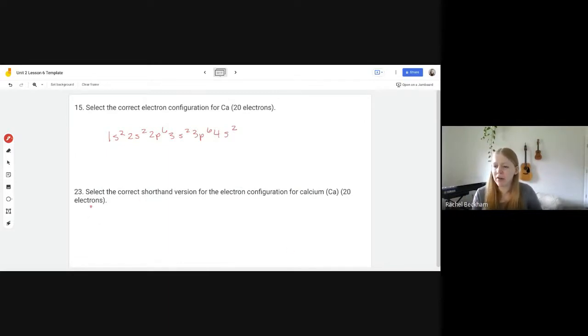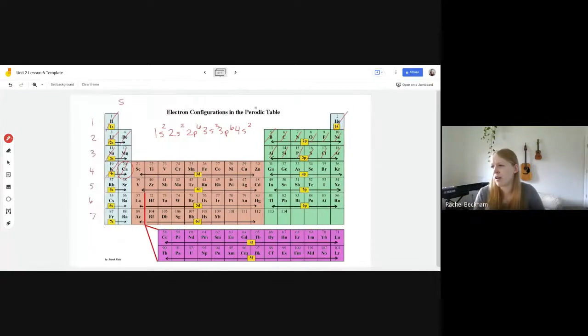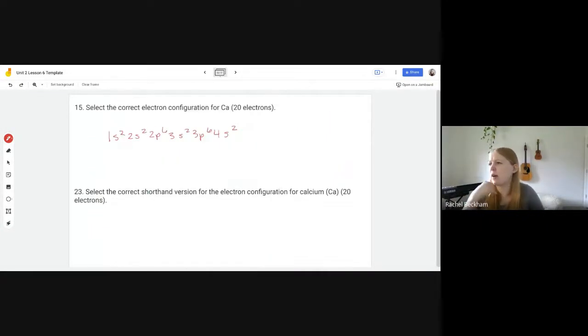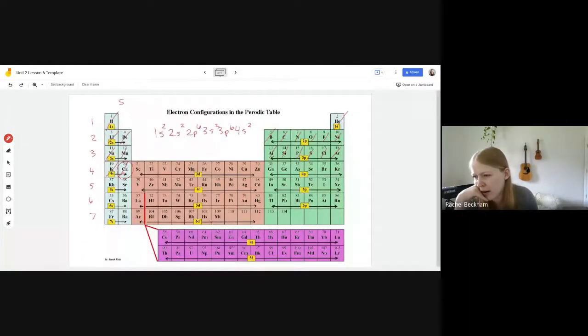To do the abbreviated, like problem 23 asked you to do, the shorthand version means that we have to go to the previous noble gas for calcium. So looking at calcium right here, what would the previous noble gas be? I like to go to the next one over. The next one's krypton, so the previous one would be argon.